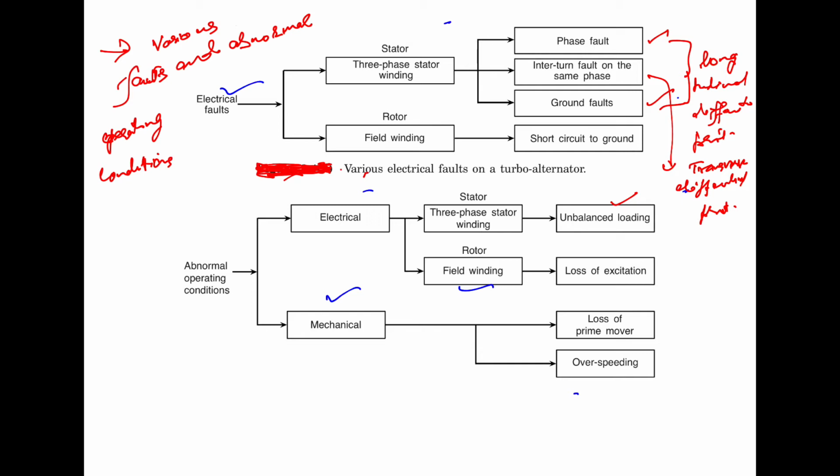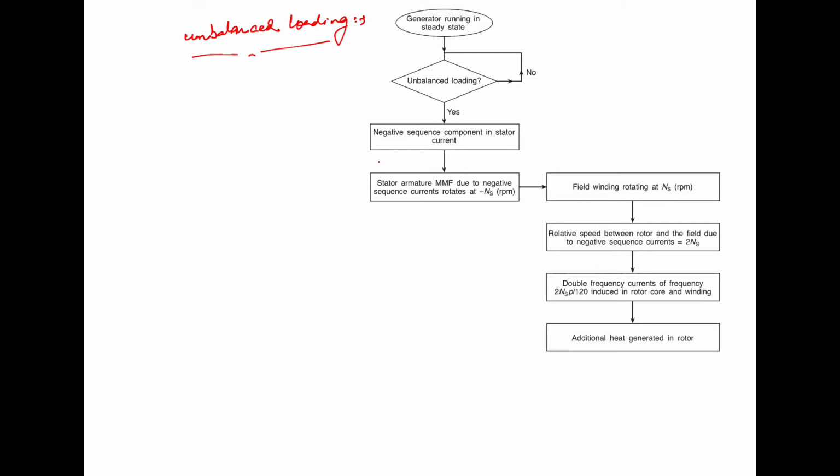So in this we will discuss the unbalanced loading. First we start with the unbalanced loading, which is under the three-phase stator winding. So what is unbalanced loading? Now let us discuss this unbalanced loading with this flow chart. If there is unbalanced loading in a generator, that is, the generator is running at steady state, then the stator currents have the negative sequence component that you already know.